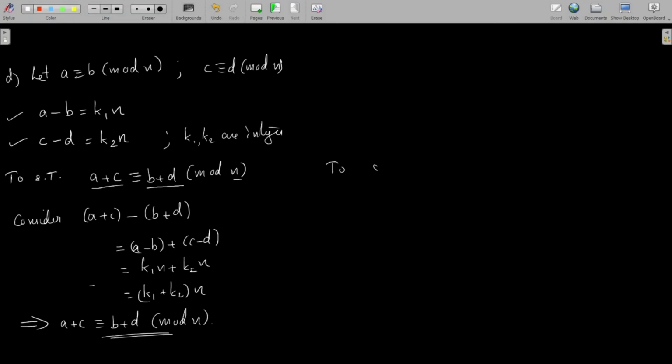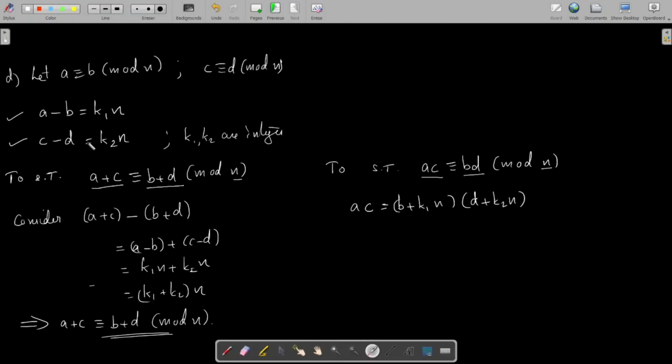Similarly, we have to show that a into c is congruent to b into d mod n. So here we consider ac minus bd, and we have to show that it is a multiple of n. But here the direct proof is not possible, so we consider ac first. ac equal to (b plus k1n) into (d plus k2n), because from here a minus b equal to k1n means that a equal to b plus k1n, and c equal to d plus k2n. That is what we wrote here.